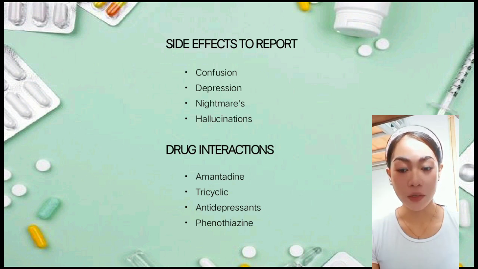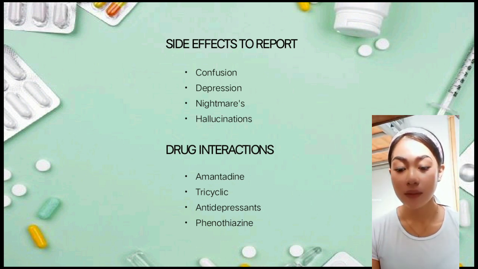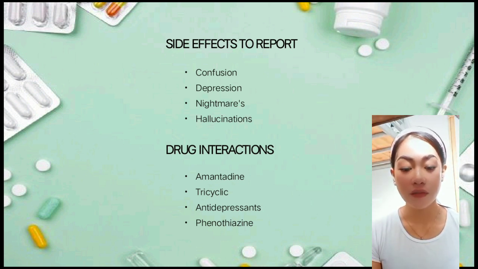Side effects to report: confusion, depression, nightmares, and hallucinations. So, provide for the patient's safety during this episode. Reduction in the daily dosage may control the adverse effects.